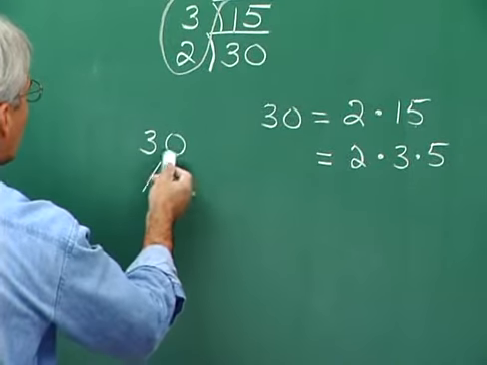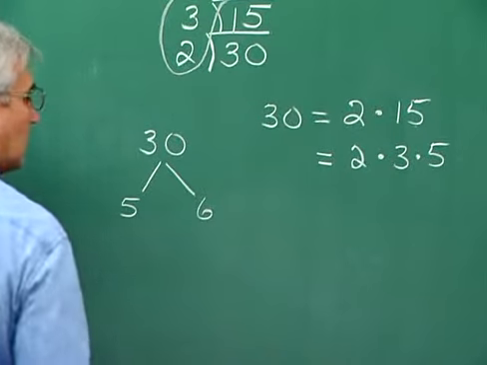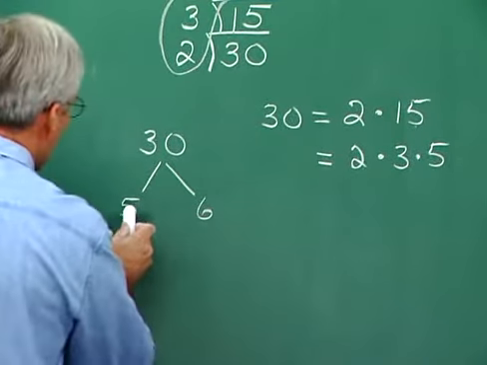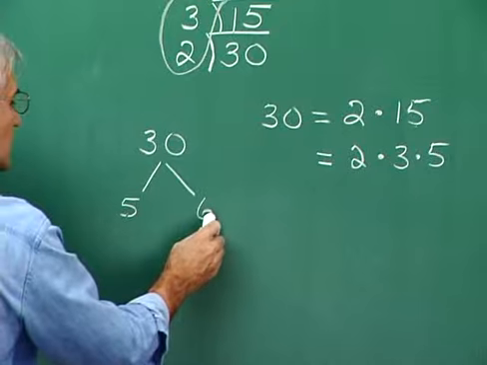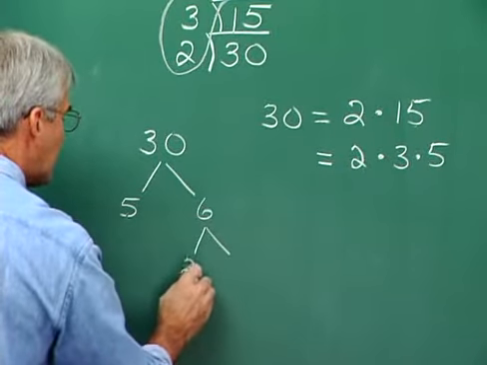And you might say, well, 30 is 5 times 6. Okay, but that one's prime. Now, what about this one? Oh, that's not prime, but I can split it up. I can split it up into 2 times 3.